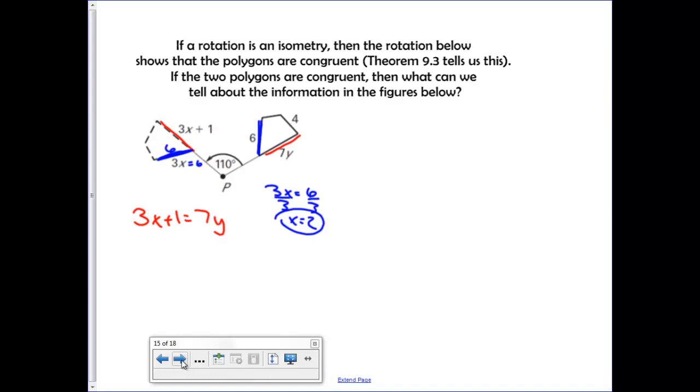So now, can I finish this? Now can I solve this? I know what x is, so now we can plug it in. So we have 3 times 2 plus 1 is going to equal 7y. Simplify. 3 times 2 is 6. 6 plus 1 is 7 equals 7y, so y equals 1. I have x and I have y. That's that. Short and sweet. Probably the shortest notes we've ever taken.